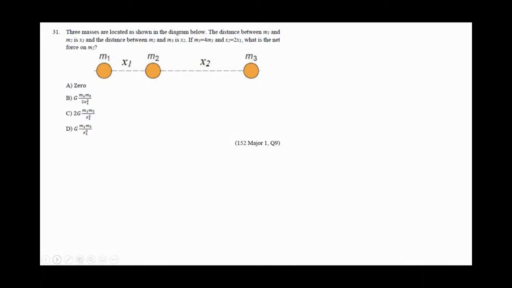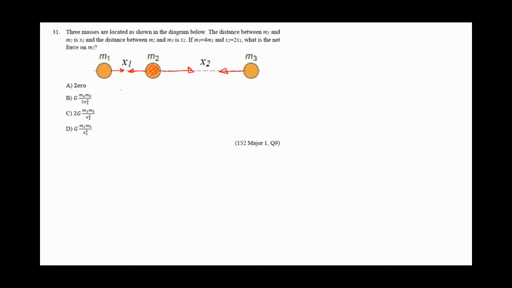Three masses are located as shown in the diagram below. The distance between M1 and M2 is the distance x1, and the distance between the mass M2 and M3 is the distance x2. What is the net force on the mass M2? So here we are talking about gravitational force. There is an attraction between M1 and M2, and there is an attraction between M2 and M3. So he's talking about M2.